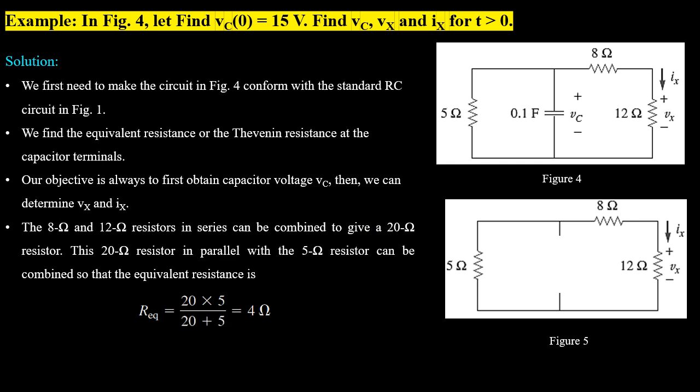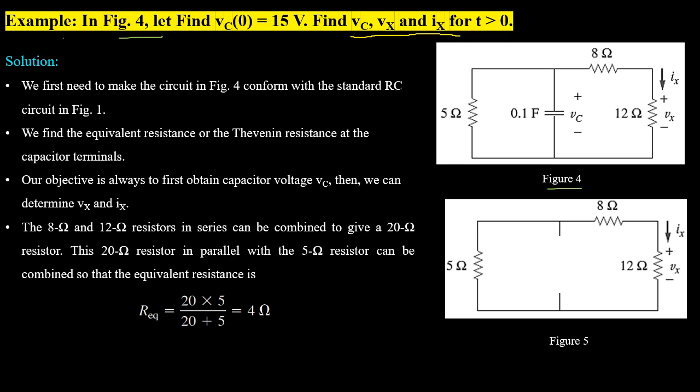Now in the given example for the circuit in figure 4, the initial value of voltage across the capacitor is 15 volts. As the capacitor starts releasing its energy, you have to find the capacitor voltage, the voltage across the 12 ohm resistor, and the current through the 12 ohm resistor when time t is greater than 0. And if you analyze the circuit, the given circuit has 3 resistors and 1 capacitor.